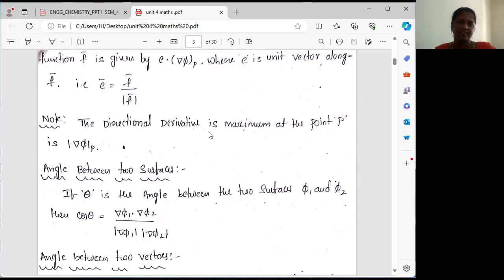Then the directional derivative is maximum at the point P, which is del phi by mod del phi at the point P. This is the maximum directional derivative value.